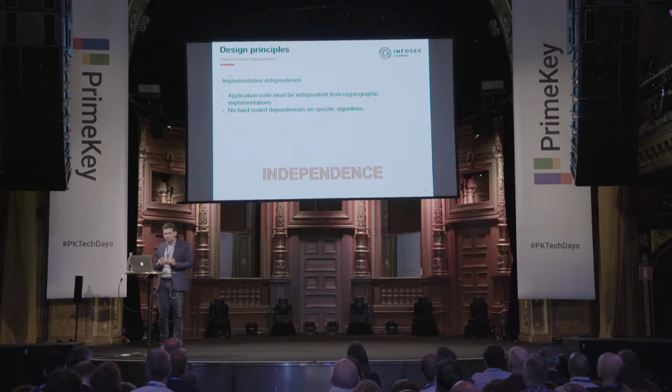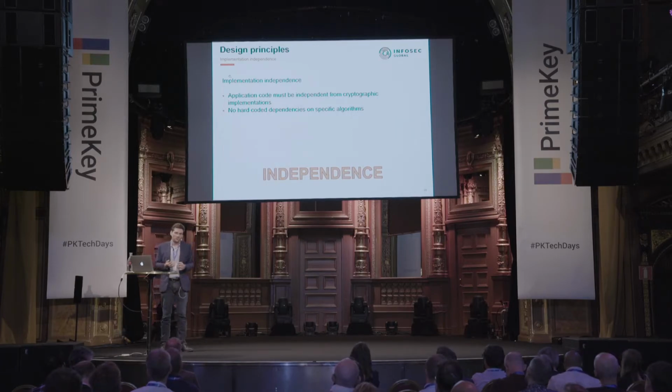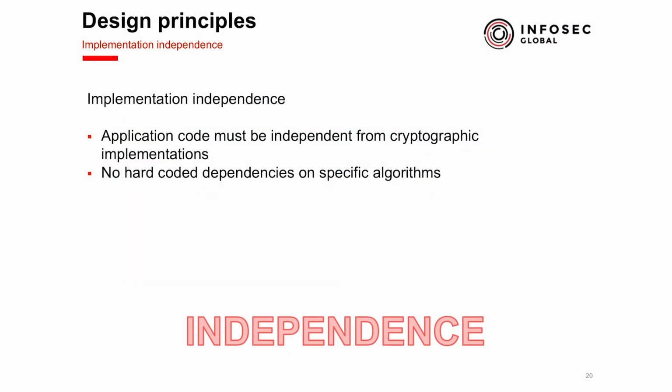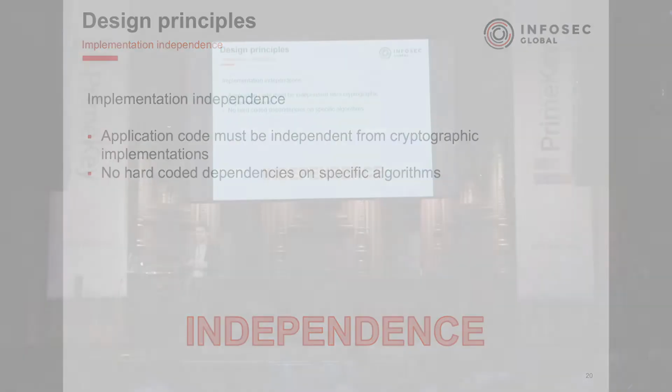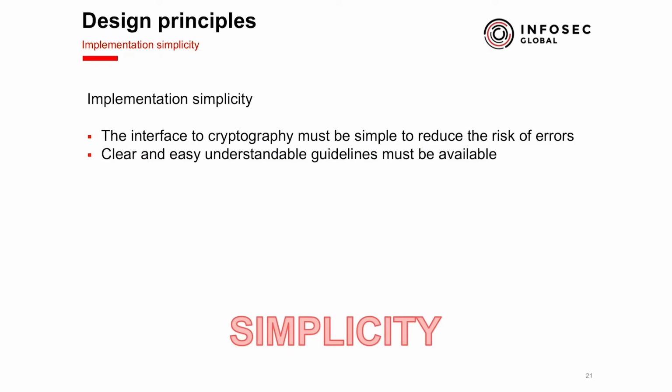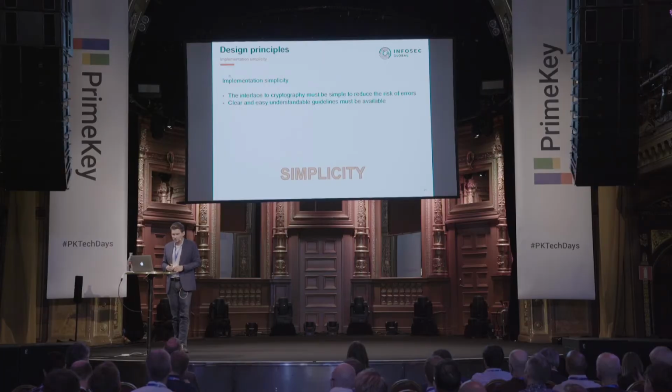That requires certain design principles for the crypto agility library, framework, however you would like to name it. Some of those are familiar from the GCA design principles, and we added a couple more. First, implementation independence: application code must be independent from cryptographic implementations. There are no hard-coded dependencies anymore. Second, simplicity: the interface should be easy to use. That's not just necessary for a crypto agile platform, but for every crypto library in general. You need to reduce the risk of coding errors when developers are using your cryptographic library. There must be clear guidelines available. You don't need to Google for two hours to figure out how to actually use a signature algorithm.